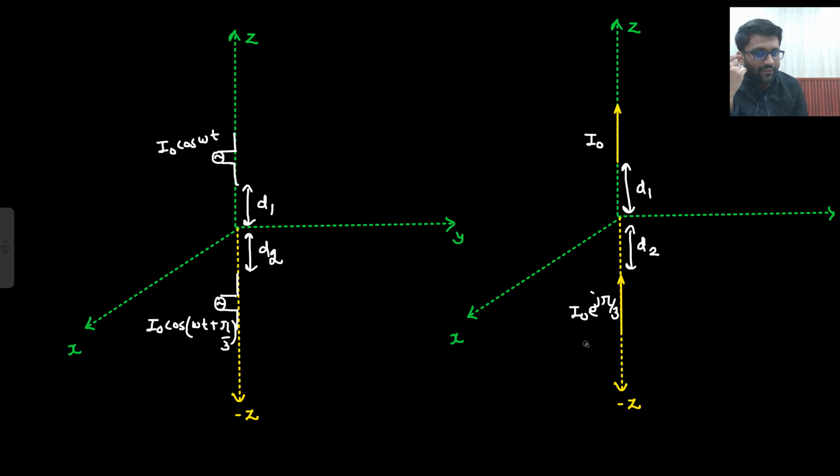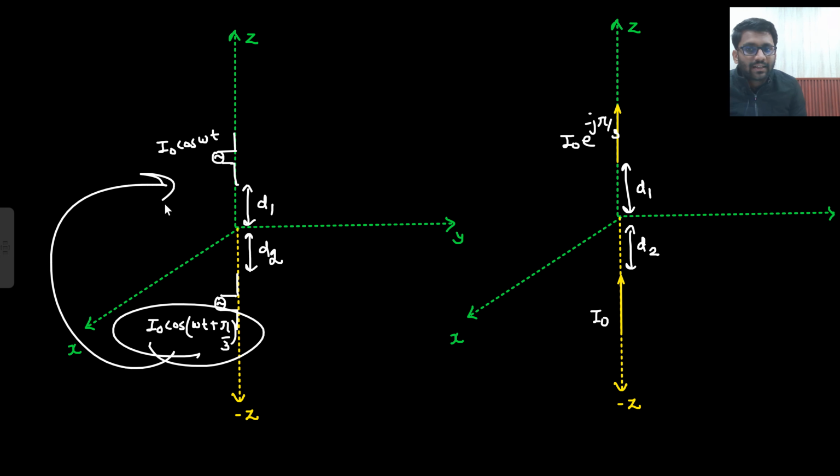Now what could be the other way of writing? The other way could be, if I call this I naught, then what would I be calling this? I naught e to the power minus j pi by 3. You can take reference of anyone, but you need to see the lag and lead. So this current is leading this current by pi by 3.